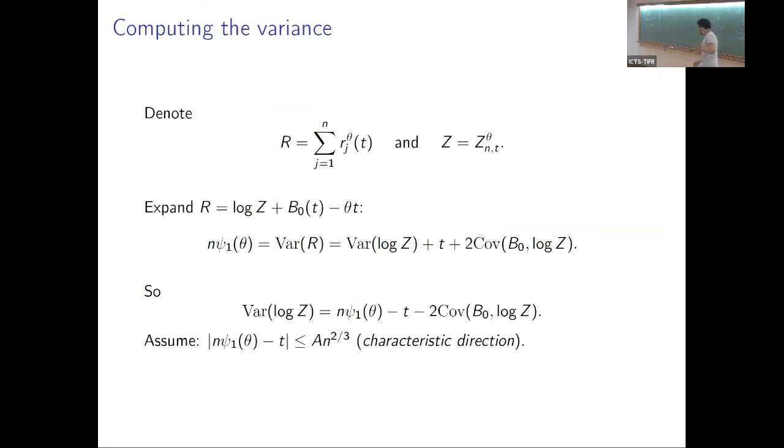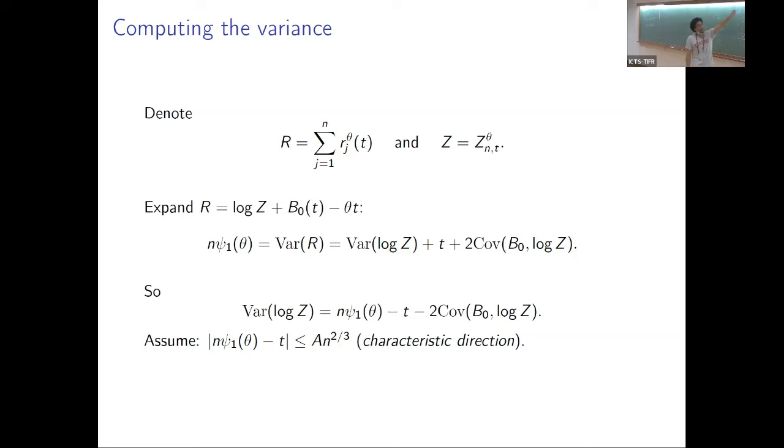And the first step is what Martin did: write log of Z as R, that's the sum of IIDs, plus a Brownian motion minus theta t. The theta t we can forget because we're going to be centering. We take the variance. On the left side, I have the variance of R, the variance of the sum of IIDs. So that's n times psi 1 of theta. And that's equal to the variance of log Z, plus t, that's the variance of the Brownian motion, plus twice the covariance between the Brownian motion and the log Z. And that's the term we need to understand. That's the term that has the n to the 1/3 size.